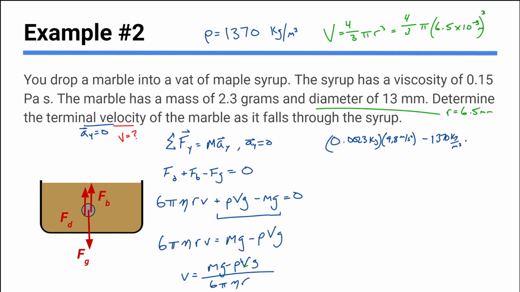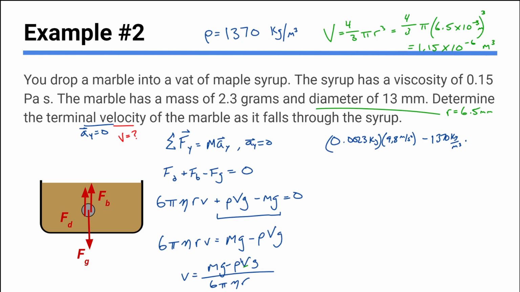In my calculator, I'm going to do 4 over 3 times pi symbol times 6.5 big E minus 3 cubed. And I do believe I get 1.15 times 10 to the minus 6. It's 1.15, so I'm pretty comfortable writing that like that. And that is cubic meters.